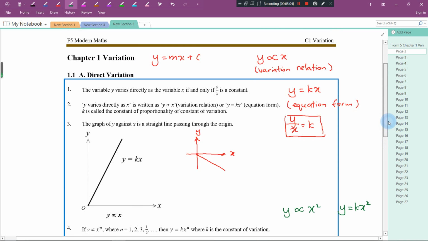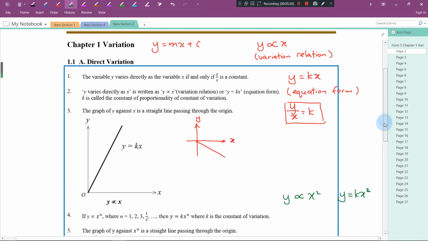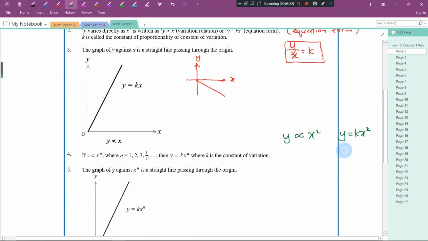Just now I told you that if you want to test whether y varies directly as x or not, you find the value of y over x. If you always get a constant, we can conclude that yes, y varies directly as x. So in this case, if I want you to test whether y varies directly as x squared or not, what should you do? You take y divided by x squared. Why do we do it this way?